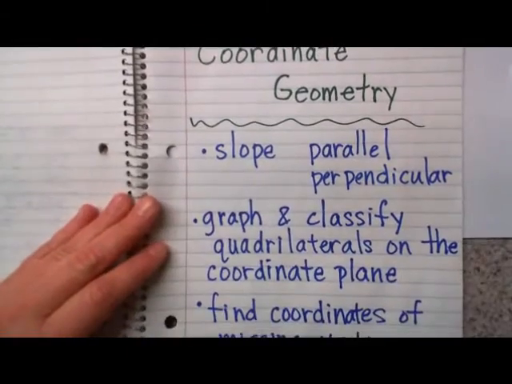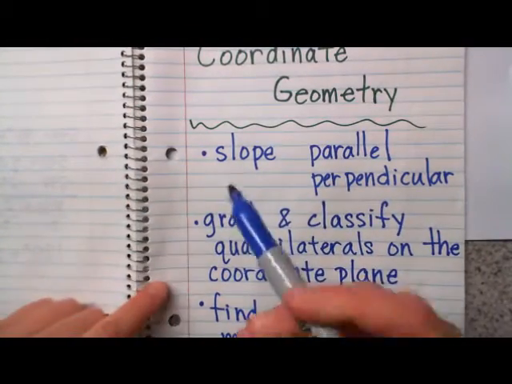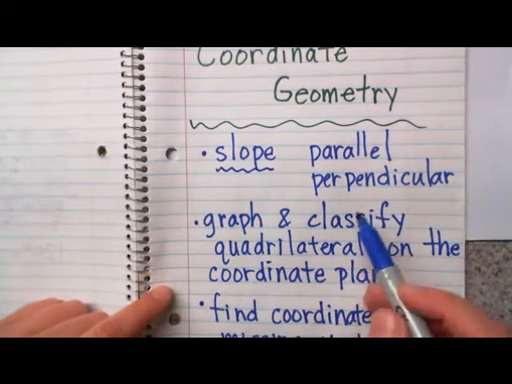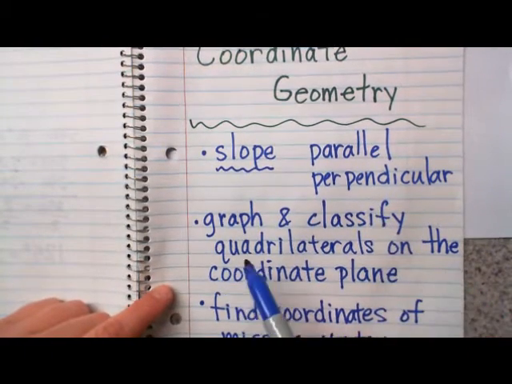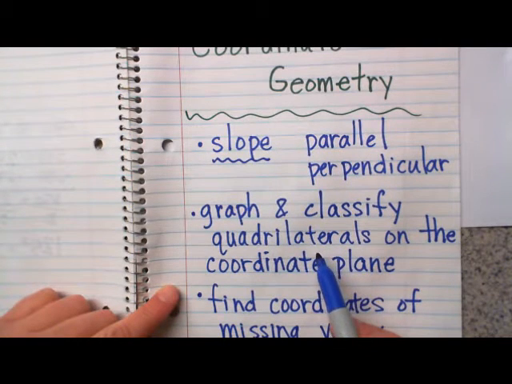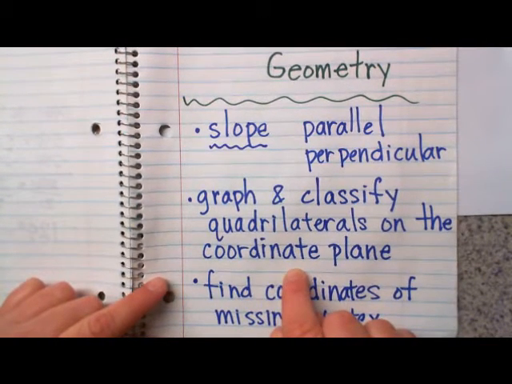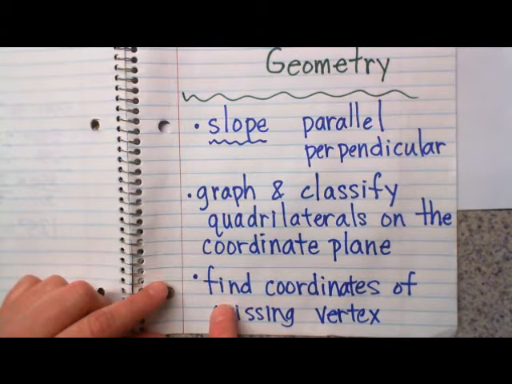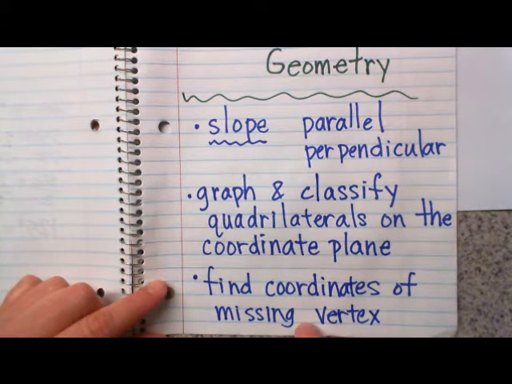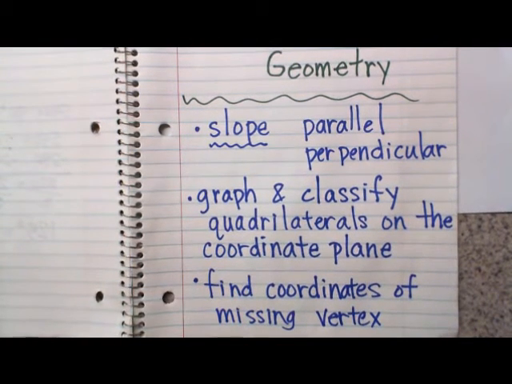So the things we're going to talk about tonight are slope of a line, which we've discussed before, parallel lines and perpendicular lines. We're going to graph and classify quadrilaterals on the coordinate plane. So our four-sided polygon, we're going to put some of those on the coordinate plane by plotting their vertices. And then we're going to find the coordinates of missing vertices of a quadrilateral. In other words, I'll give you a description of the quadrilateral and give you some points, and then we'll have to come up with the last set of points. So that's what we're going to talk about tonight. Buckle up, here we go.